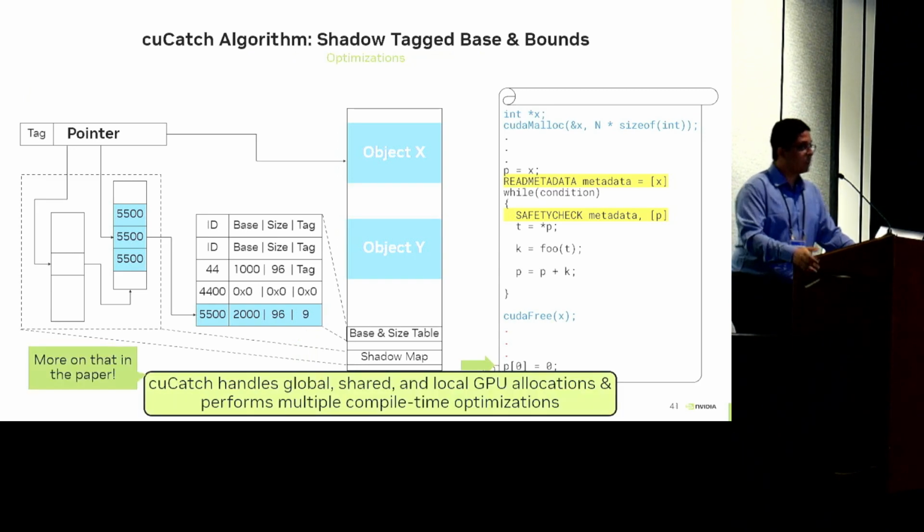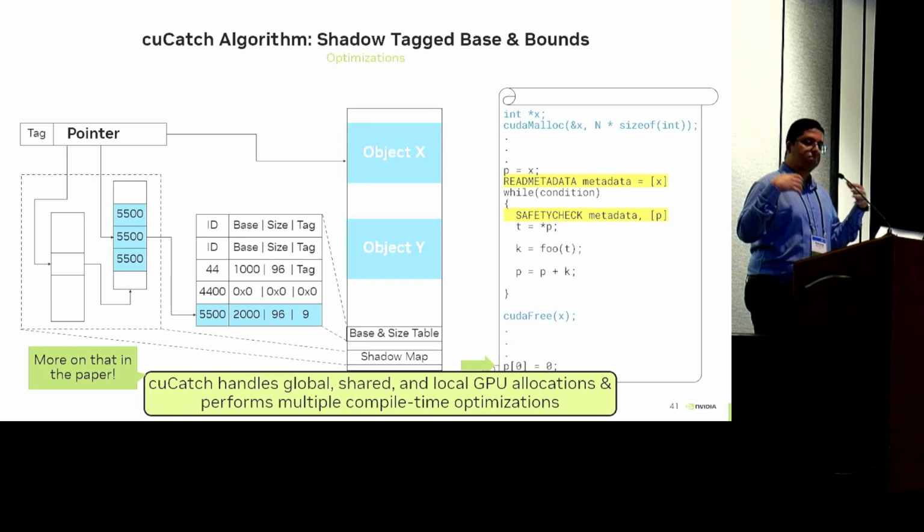It's worth mentioning that our cuCatch prototype handles different GPU memory regions, including global, shared, and local. We also implement multiple optimizations for reducing the number of inserted memory safety checks. Due to time limits, I am not gonna go over these details today, but I invite you all to read the full paper to know more about these topics.